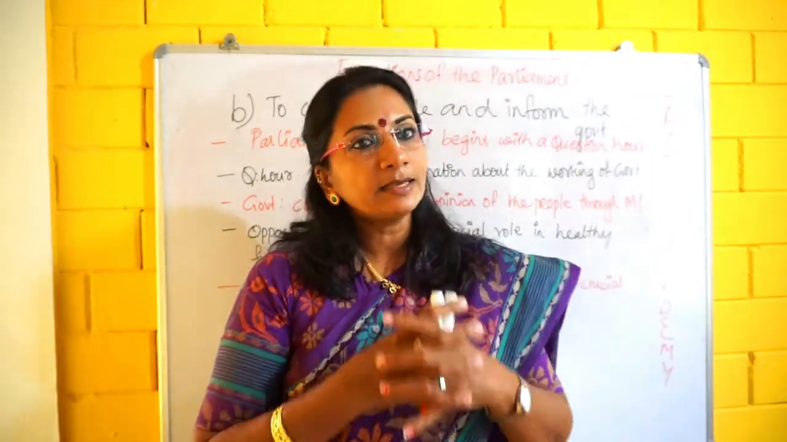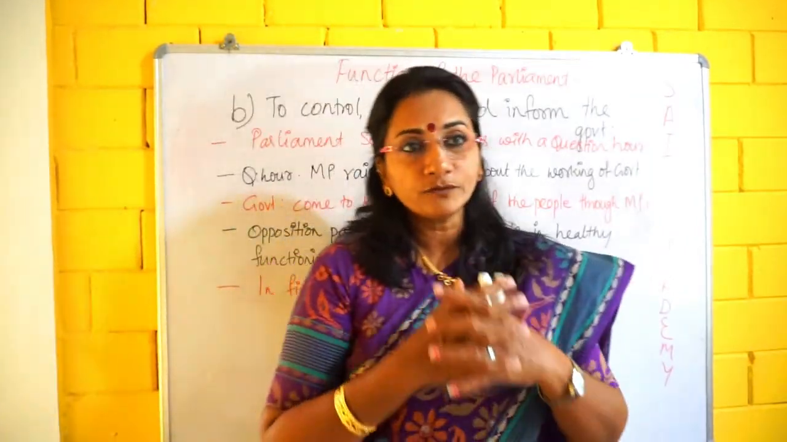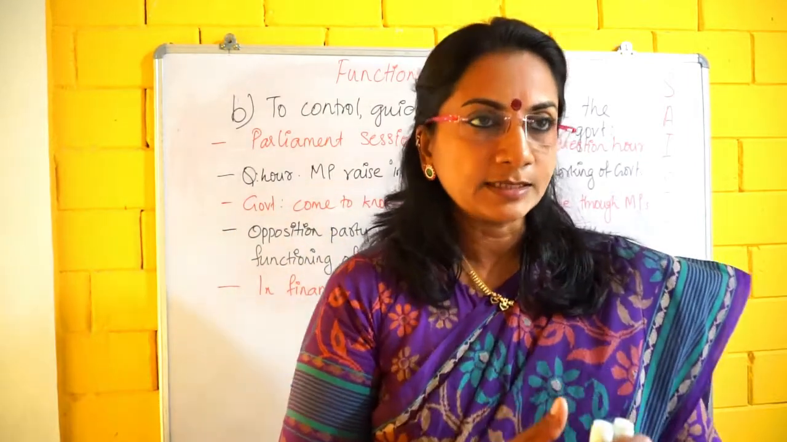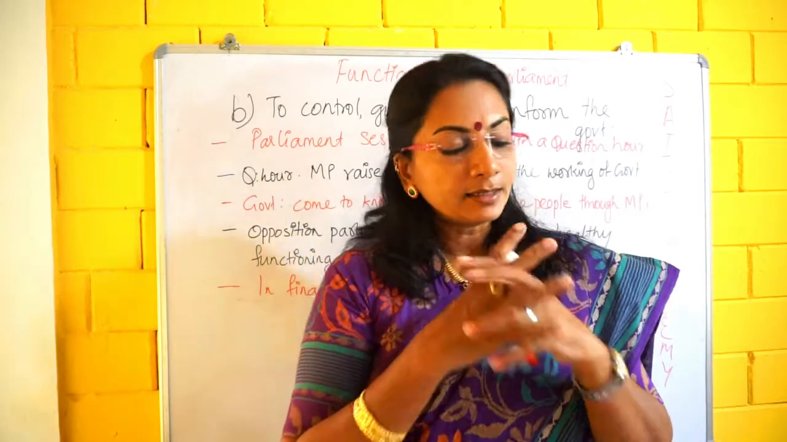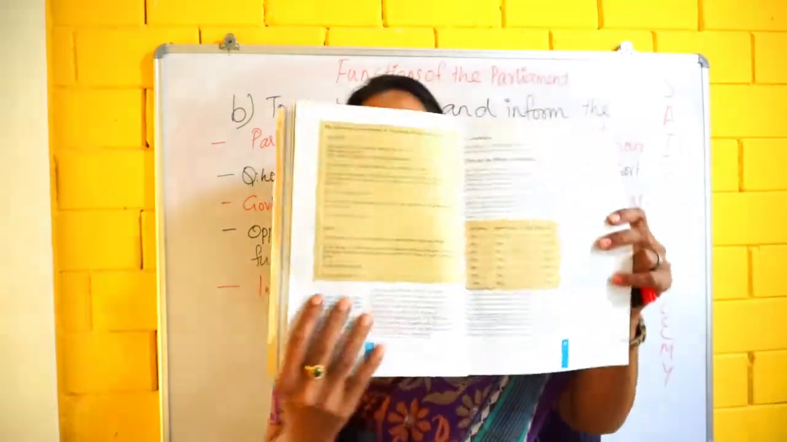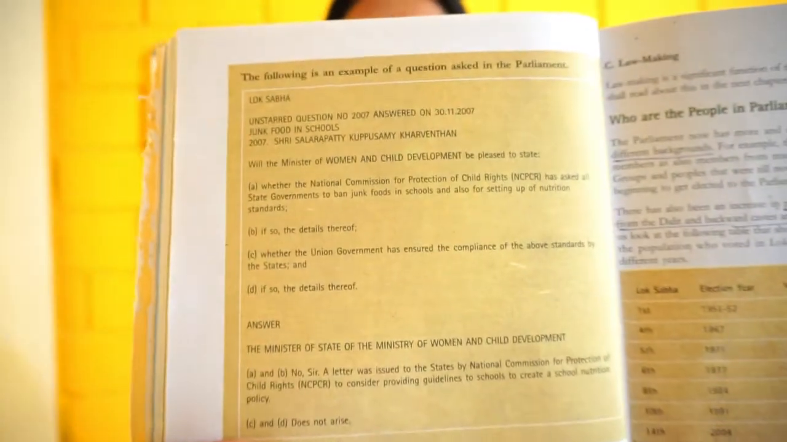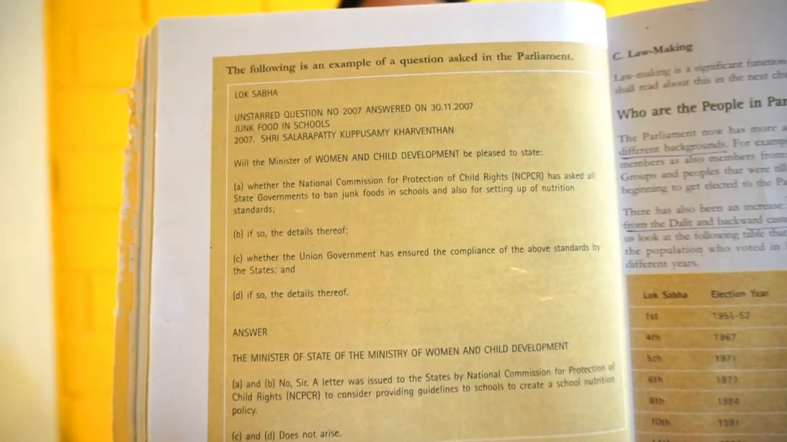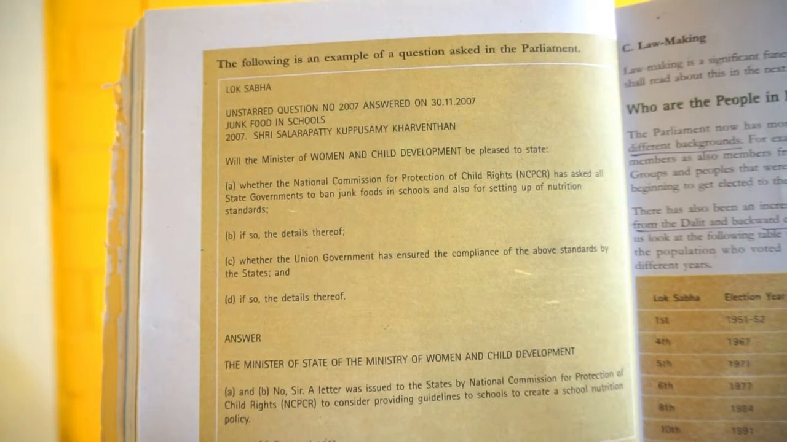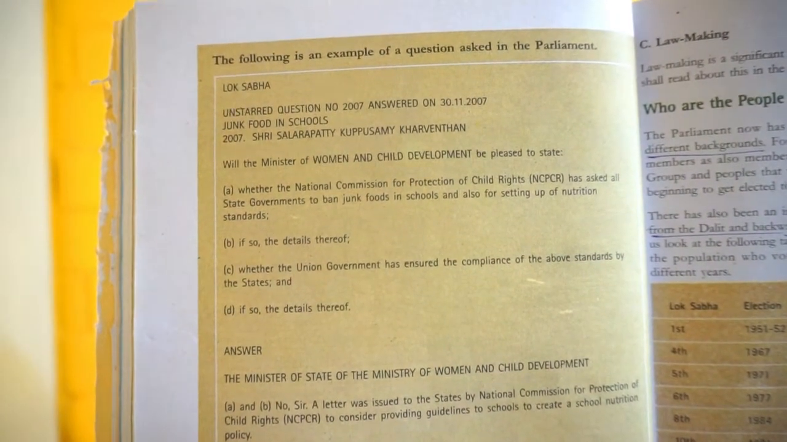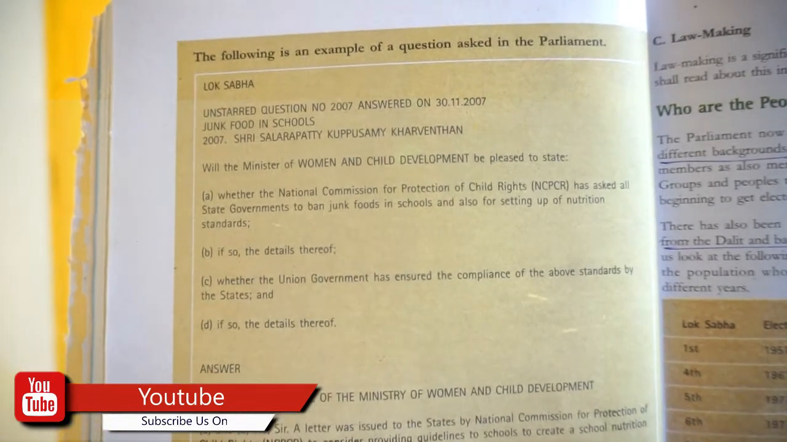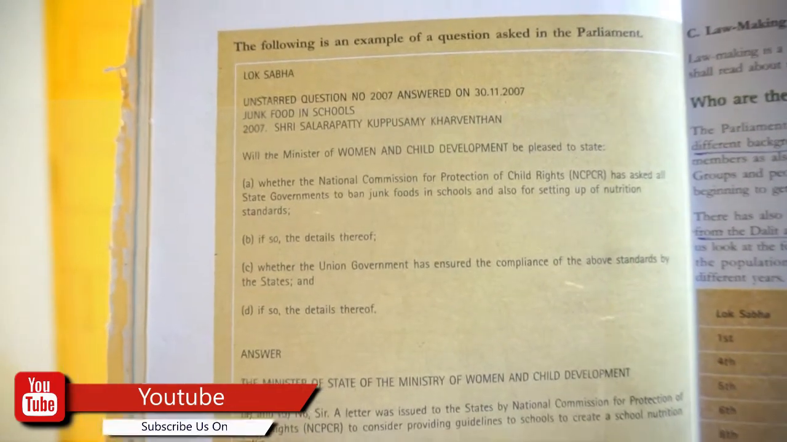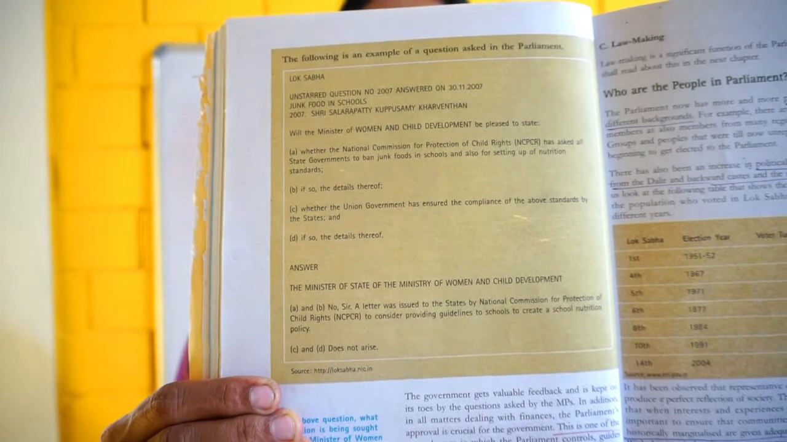They highlight the drawbacks of the programs in various departments, and it helps to mobilize the support of the people. In our textbook, page number 38, it is there. You have to read it, children. This is a question hour, where an opposition member asks a question to the concerned minister, and the minister gives the answer to that question. Just go through it. Page number 38, you have to read it.